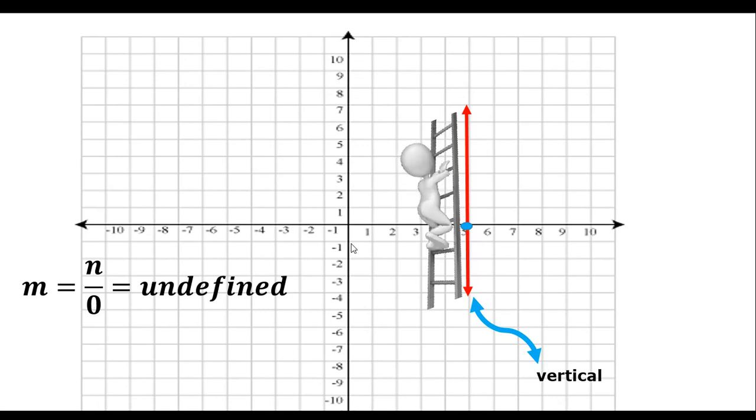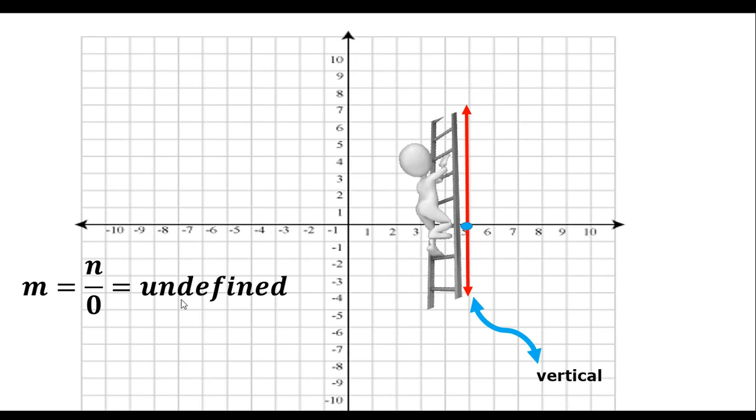If we move upward, we can also move downward. Therefore, our rise can be any number. It can be positive or negative. But it is very clear that we cannot run in this kind of line. Therefore, our run is 0. So any number divided by 0 is automatically undefined.